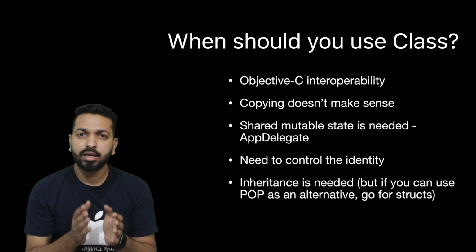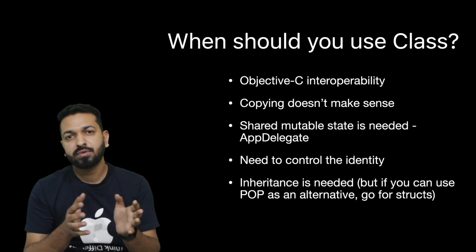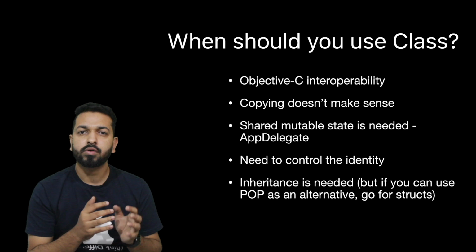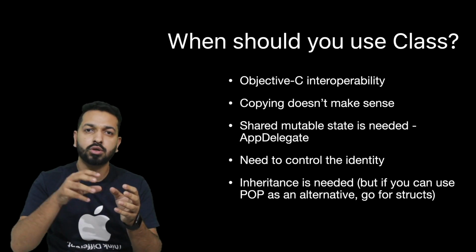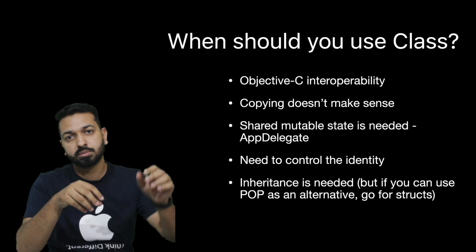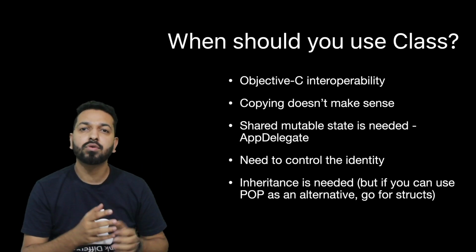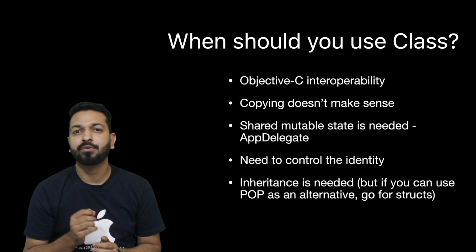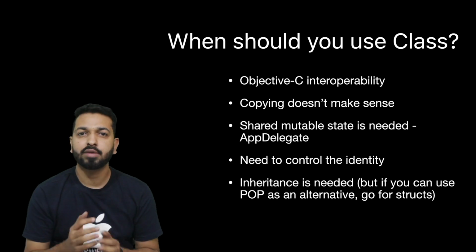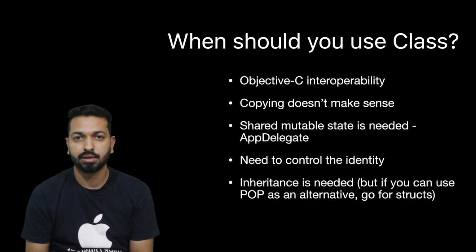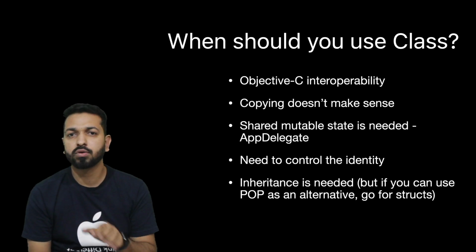The third point is very relatable with the second point, that is when we want a shared environment. When we want a shared mutable state, that I should be able to change the value from this point also, I should be able to change the value of the same variable from some other point too, then we will have to go for classes. And the classic example for this is app-delegate. If you see, app-delegate is also a class, and the way we access it is through the shared instance. So when you need the shared mutable state, you can go for class.